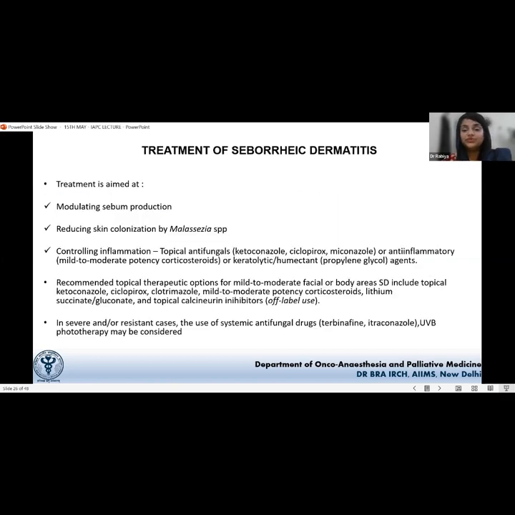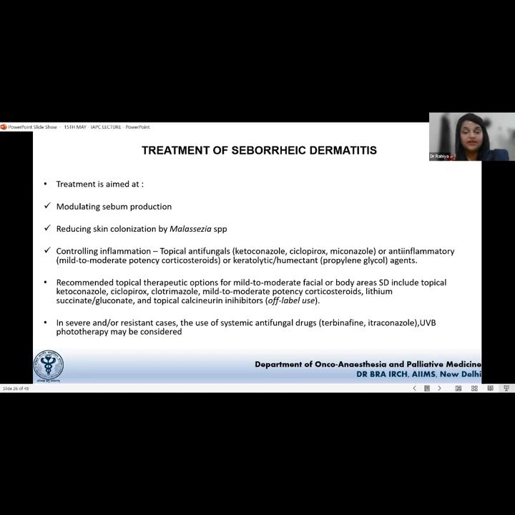You can go for fungal evaluation of Malassezia for confirmation, clinically or in the laboratory. Now, what treatment can you provide for patients presenting with seborrheic dermatitis? The treatment is aimed at three things. First of all, modulating the sebum production. Second, reducing skin colonization by Malassezia, and controlling inflammation, like topical antifungals. You have a lot of available creams like ketoconazole, ciclopirox, miconazole, or anti-inflammatory agents such as mild to moderate potency steroids, keratolytic agents, or humectants like propylene glycol agents.